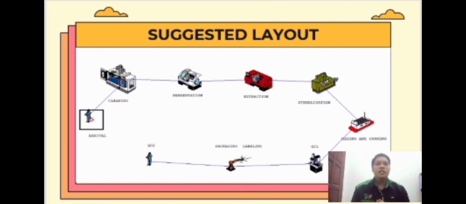And the next location is extraction, which extracts the soy sauce from the bean and the paste. After that, the paste goes to the next machine, sterilization, to kill all the bacteria using a high temperature, and then goes to mixing and cooking until the raw material and product arrive at quality checking one.